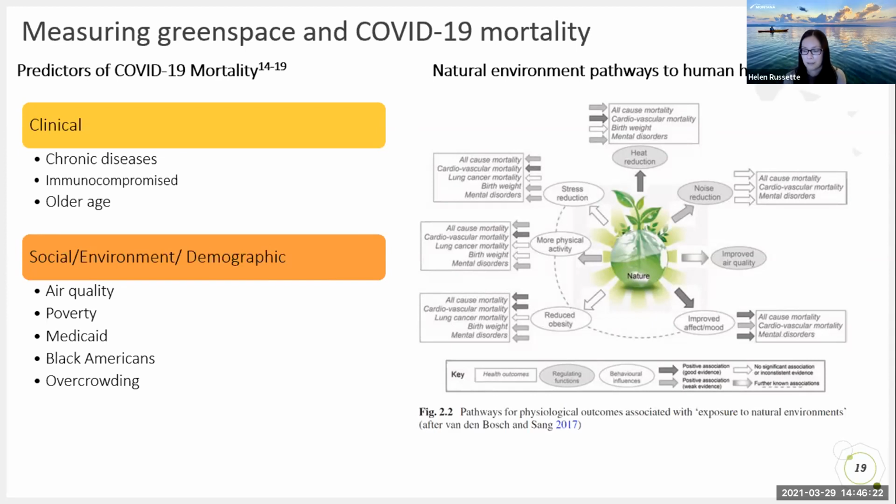And thinking about immunocompromised individuals, we do know that early and prolonged green space exposure promotes improved immunoregulation. And a lot of the human outcomes are also the risk factors to COVID-19 mortality. So we set out to study a potential association.